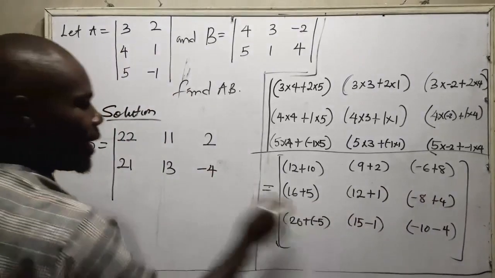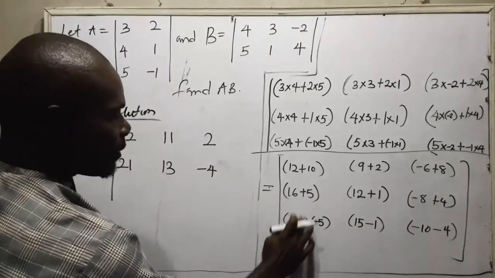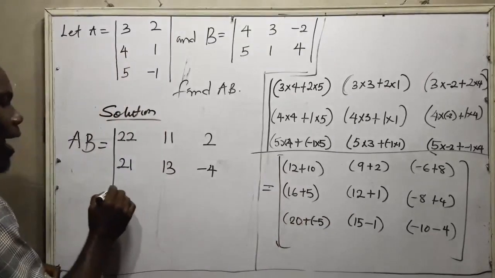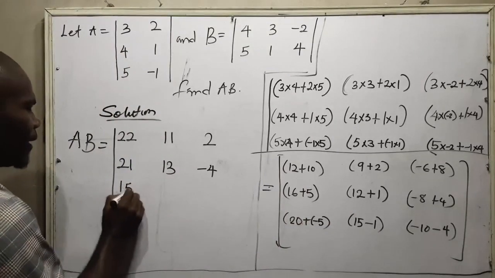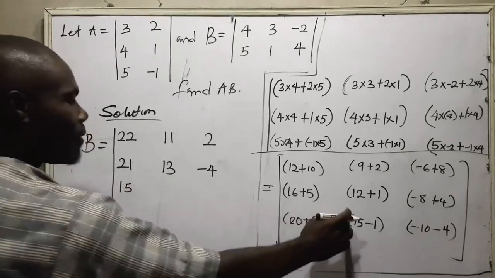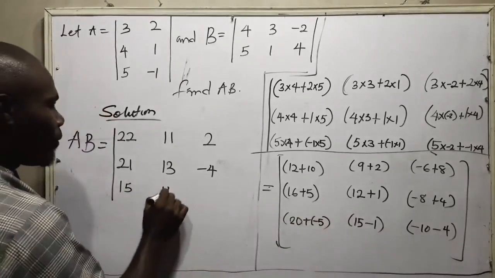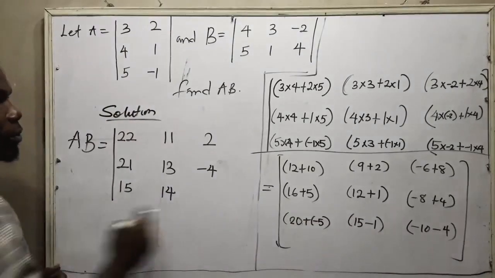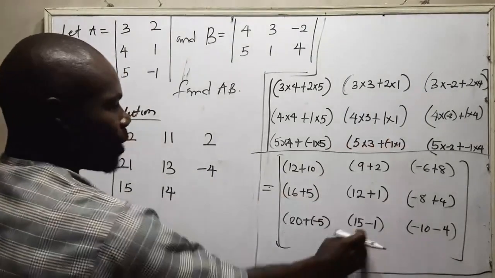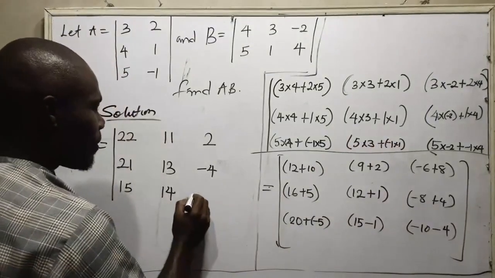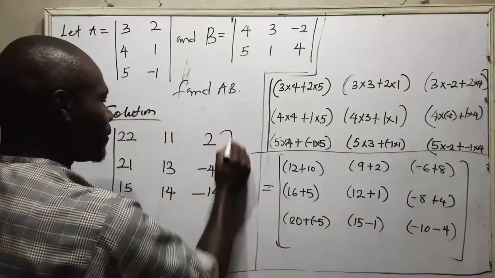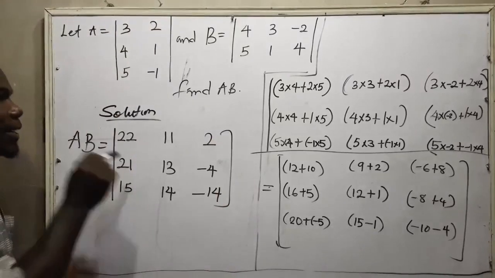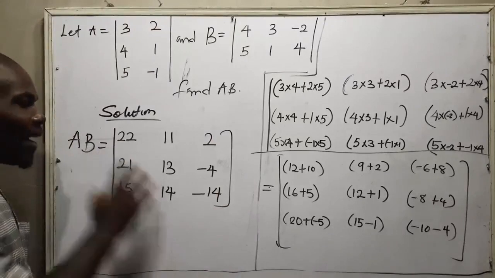So this one again, this is 20, because it's 4. 20 plus minus 5, so we have 15. Now 15 minus 1, we have 14. Minus 10 minus 4, so this is minus 14. So if we look at this, it gives us a 3 by 3 matrix.